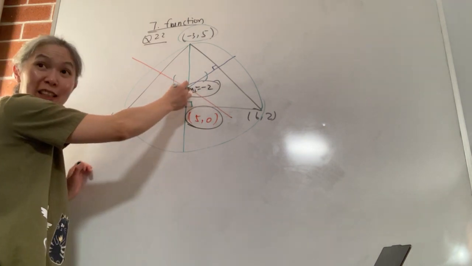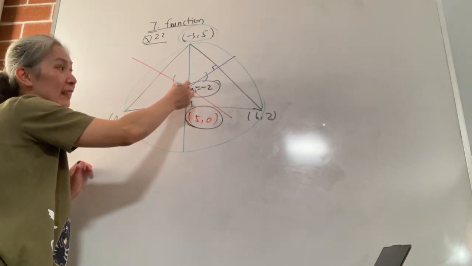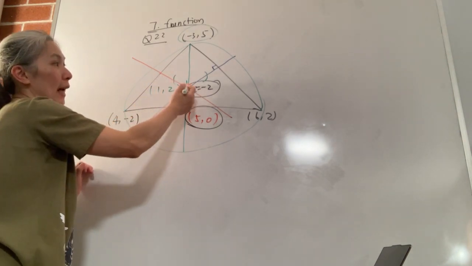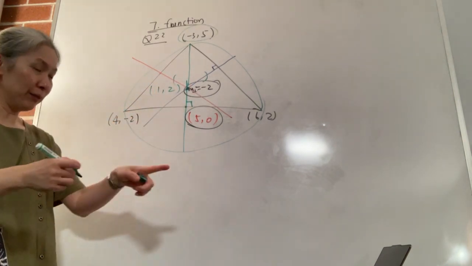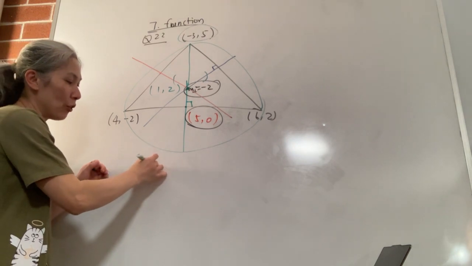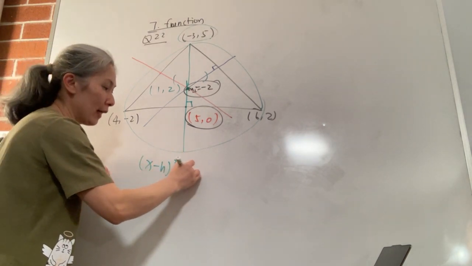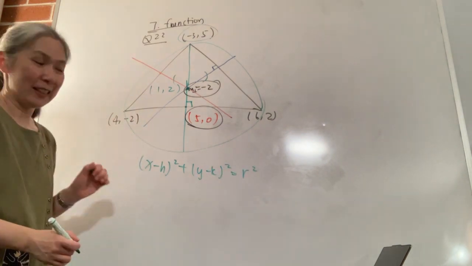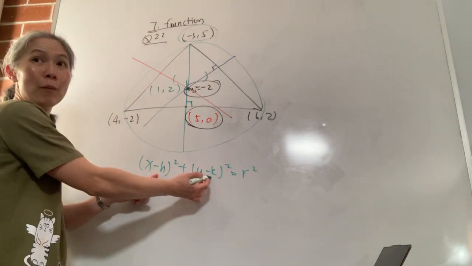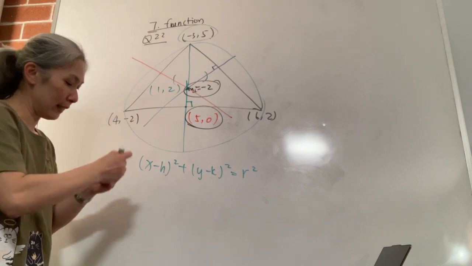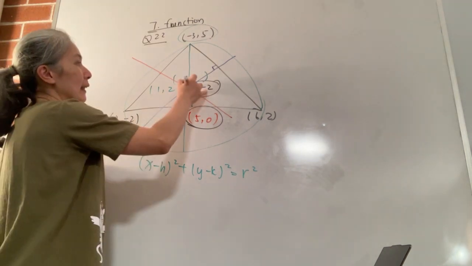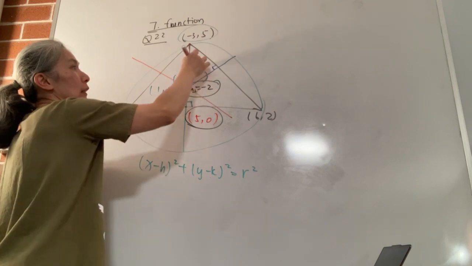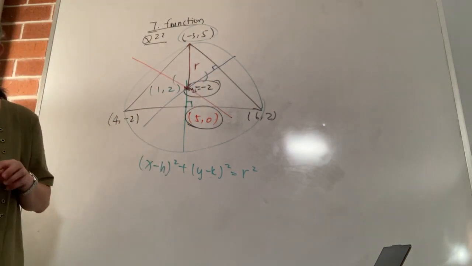The coordinate you just found out is the center of the circle. What is the coordinate you have? 1, 2. And to find the equation of a circle, that's what we are going to touch on today. It's going to be (x minus h) squared plus (y minus k) squared equals radius squared. So the center is going to be these two, and then the radius is the distance between the center to one of the points. This is going to give you the radius.